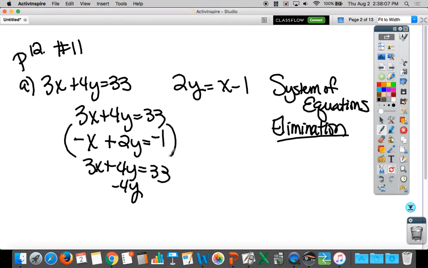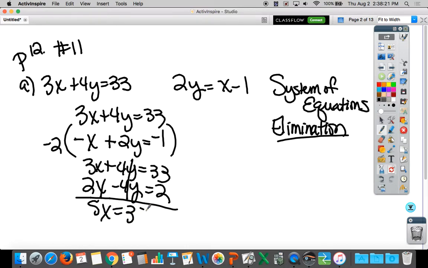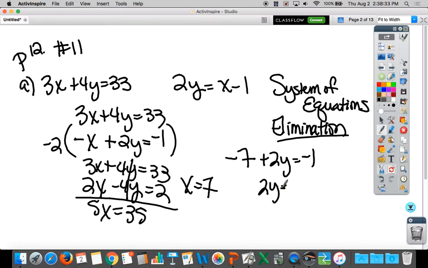What am I multiplying the second equation by to change 2 to negative 4? So that becomes 2x, and then that becomes 2. Add these up, 5x, those eliminate, x equals 7. Then I plug 7, it doesn't matter which one I plug it into. That's how you do it the long way. Okay?